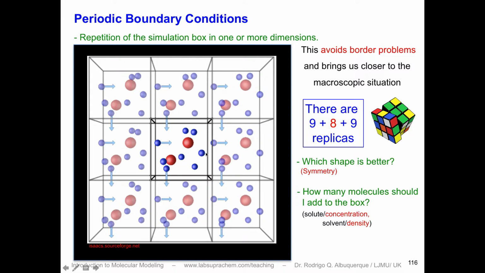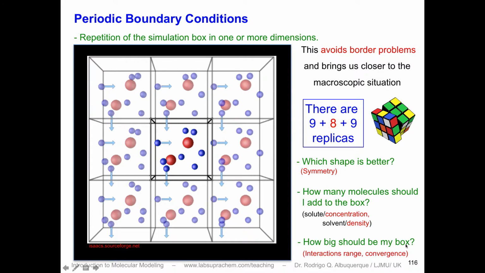How many molecules should I add to this box? This depends. If you are simulating a solution, what's your concentration? How many solutes would you like to add to have a certain concentration? If you are just simulating solvent, what's the density of your system? So you need to add a certain number of molecules. In each case, you can use a different number of molecules inside.